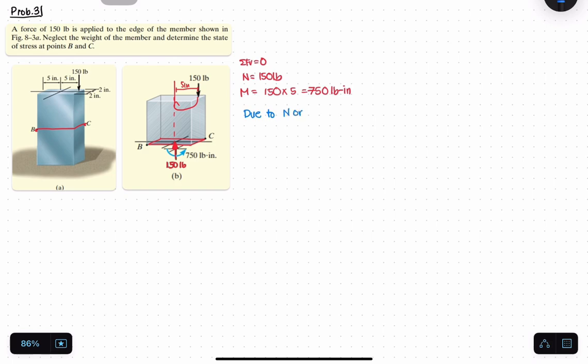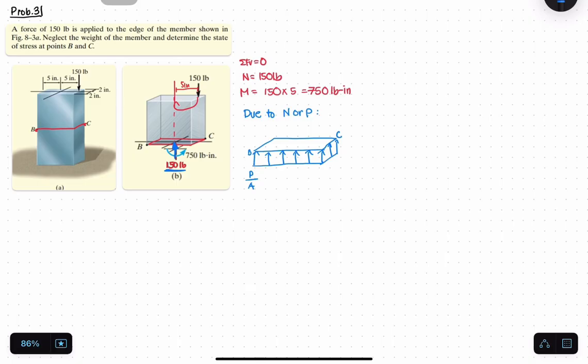So due to N, or tawagin na lang natin P, ang magiging distribution para ma-visualize natin, ito yung cross-section B at saka C. So the distribution is, diba, uniform. So 3D siya, so pag ganyan. And the value of this is P over A. Okay, so notice, importante na alam natin papunta saan yung ating normal force kasi it tells us also the nature of our stress, kung compression ba siya or hindi.